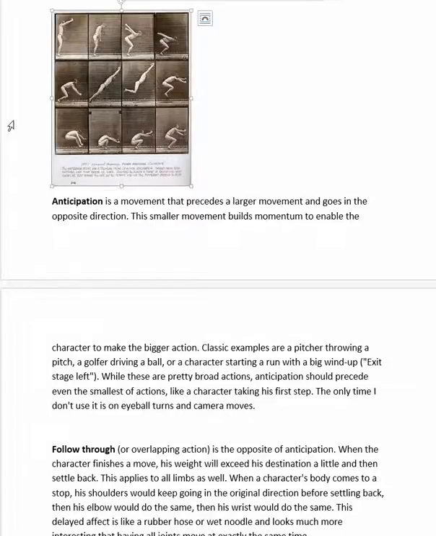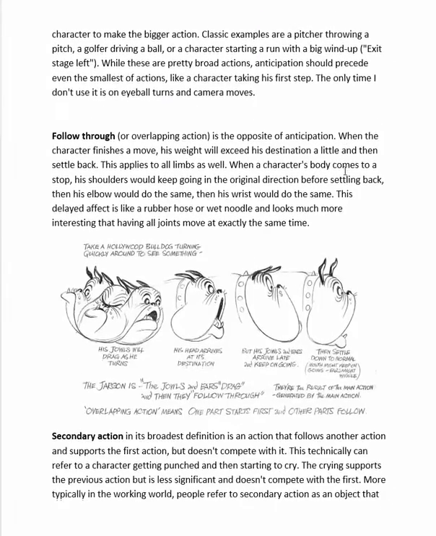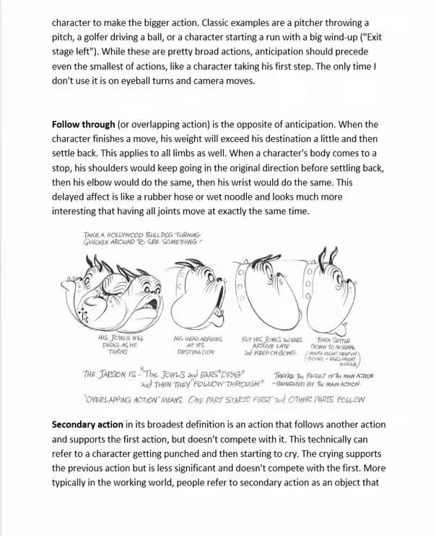Follow through, or overlapping action, is the opposite of anticipation. When the character finishes a move, his weight will exceed his destination a little and then settle back. This applies to all limbs as well. When a character's body comes to a stop, his shoulders would keep going in the original direction before settling back, then his elbow would do the same, then his wrist would do the same. This delayed effect is like a rubber hose or wet noodle and looks much more interesting than having all joints move at exactly the same time.